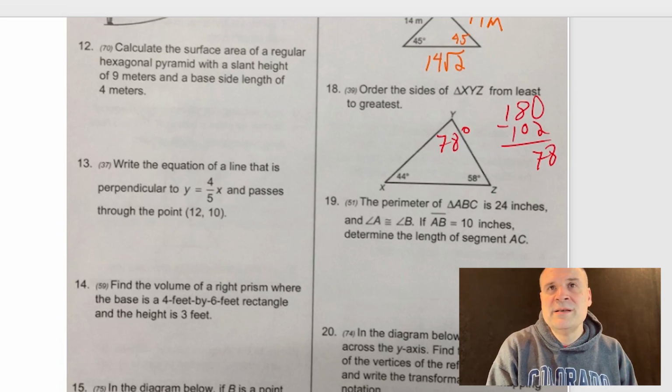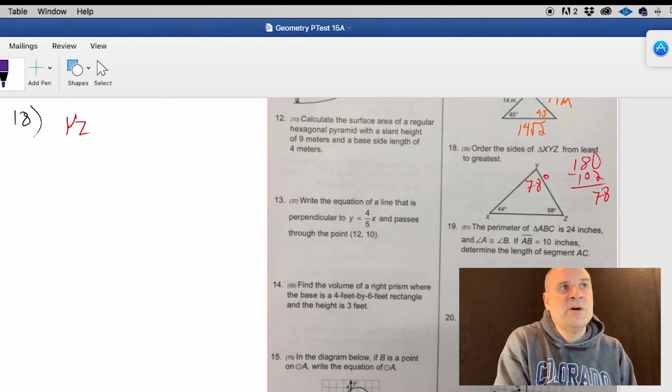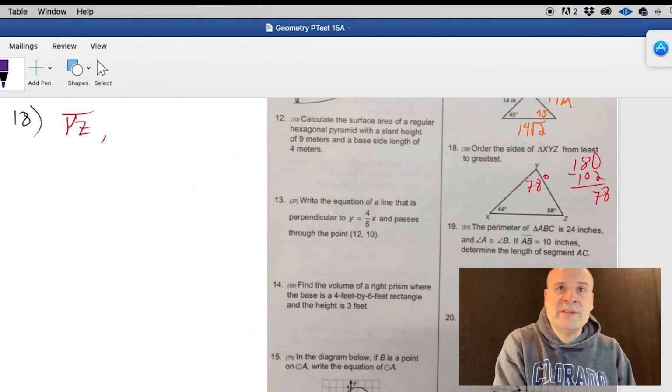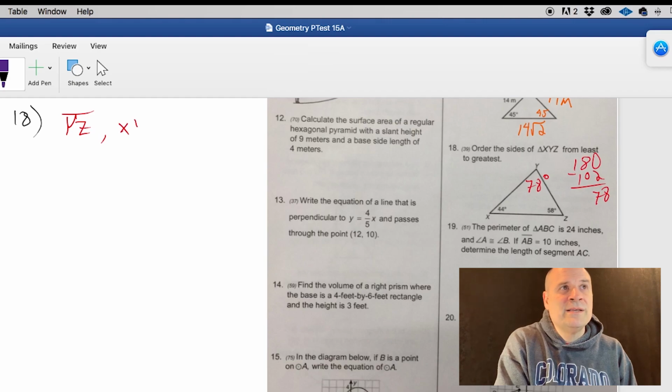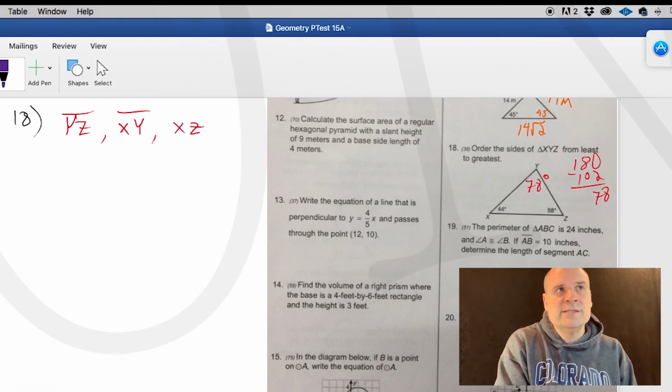So that means this side across from the smallest angle is gonna be your smallest side. So if I order them from least to greatest, I'm gonna say YZ is the smallest, and then across from 58, so that's XY. XY is gonna be the next smallest. And then across from 78 is our biggest one, so XZ is our biggest.